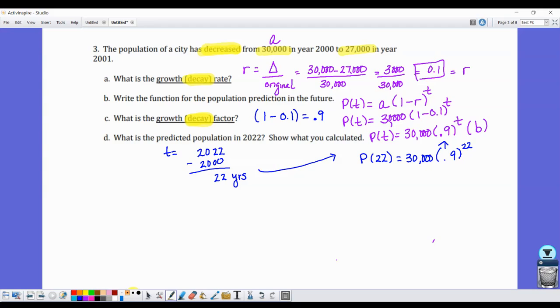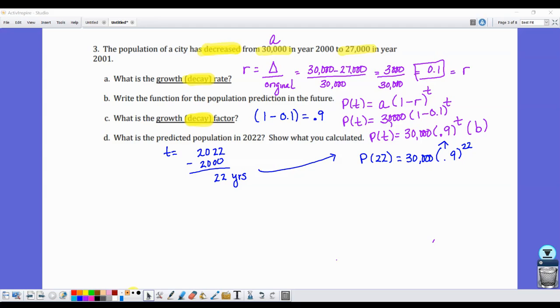So let's grab our calculators. Oops, I lost my calculator. Okay, we're going to take 30,000, and we're going to multiply that times the decay factor, which was 0.9. Now we know that's decay because it's less than 1. And the decay factor is going to be raised to the power of 22.